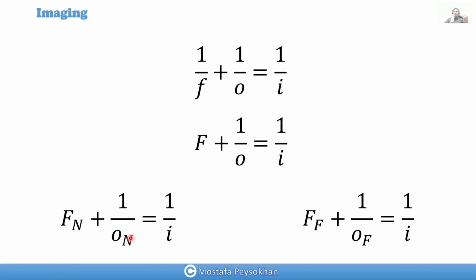Now, when the object is at near point, the optical power is F_n, the near optical power. When the object is at far distance, the optical power is F_f. But the image is always constant. That's the whole point of this process. The image is on the retina. The distance from the lens to the retina is not going to change. So that's something that we need to be very aware of.